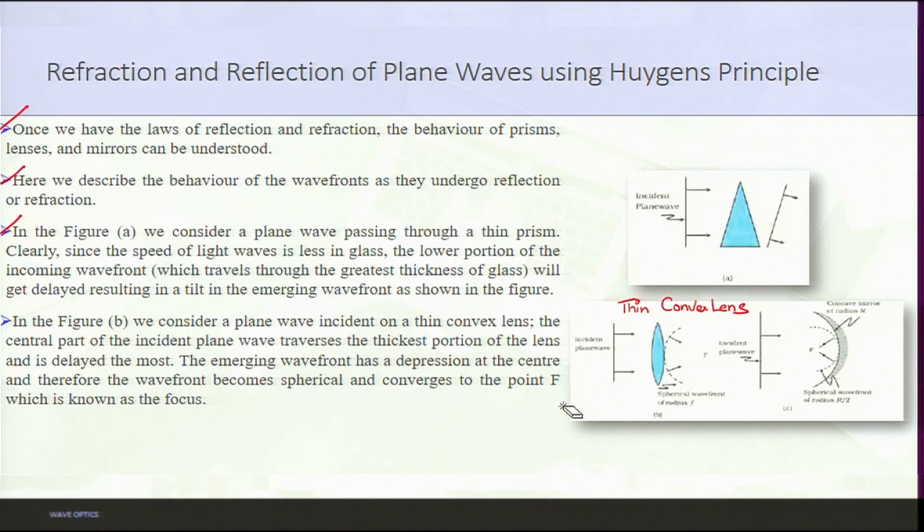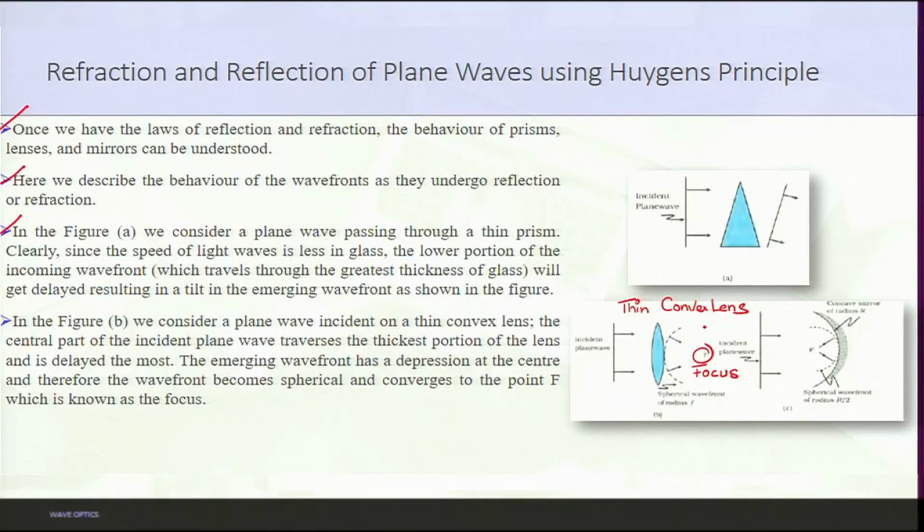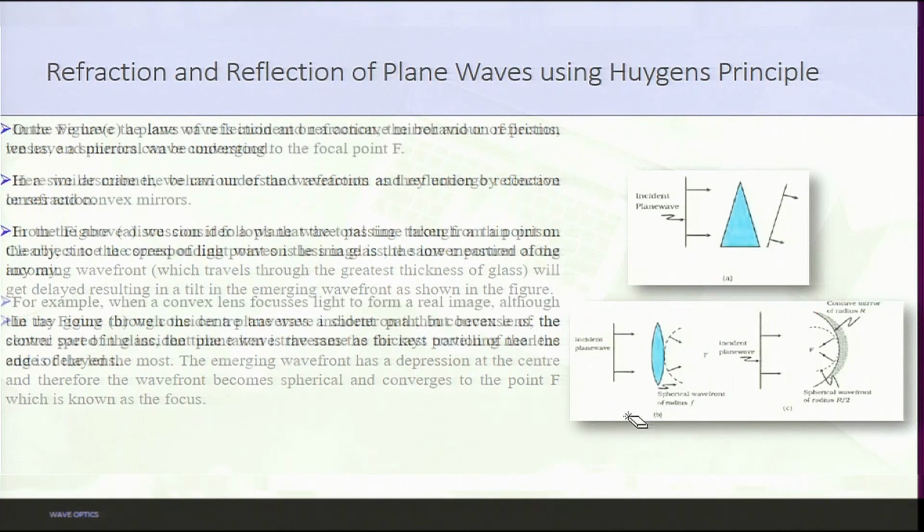Moving on, so the thickest portion is done. The emerging wavefront has a depression at the center and therefore, the wavefront becomes spherical and converges to the point F, which is known as the focus. This is the same focus which you also understood in the concepts of ray optics. When convex lenses and concave lenses were discussed in the last lecture, you also understood the concept of image, focus and all. So, this is nothing but the same focus which we talked about in the ray optics chapter also. So, let us move on. This was the analysis, the behavior pattern of thin convex lenses. Moving on to the next point.